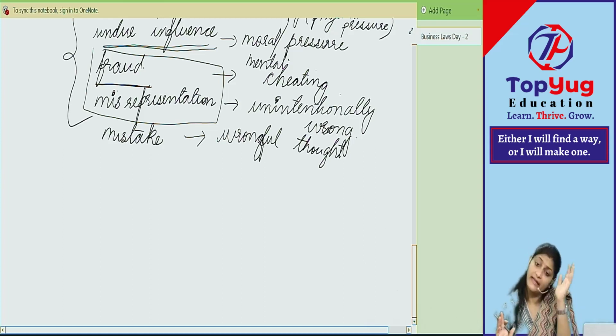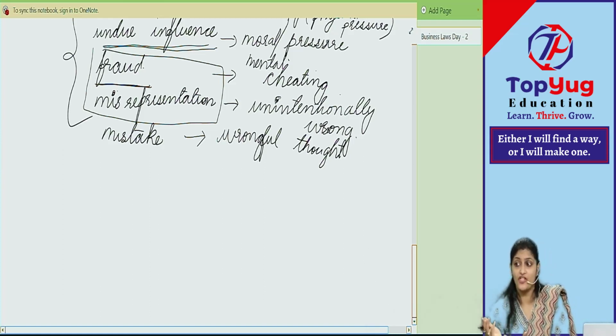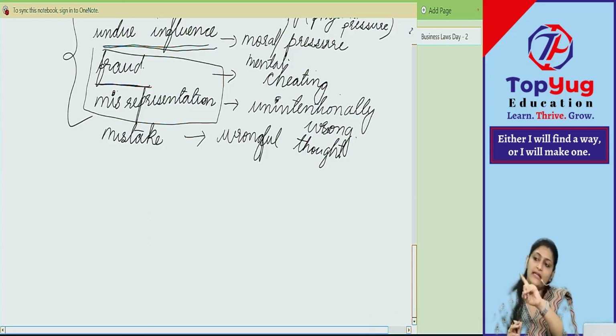In detail, each point: valid, voidable, when it is punishable, when it will not be punishable. All these things we are going to see in detail. Who can file the case? Who cannot file the case? In these cases, we are going to see in your third unit, not now. Okay.